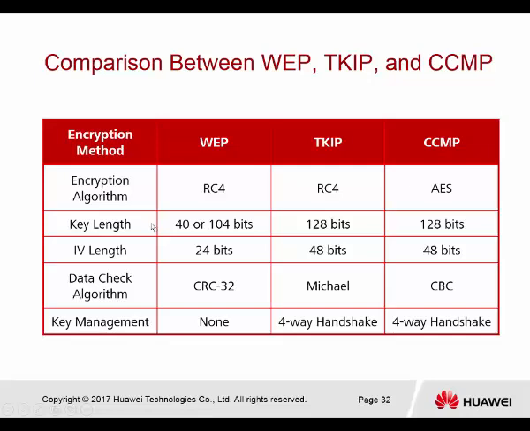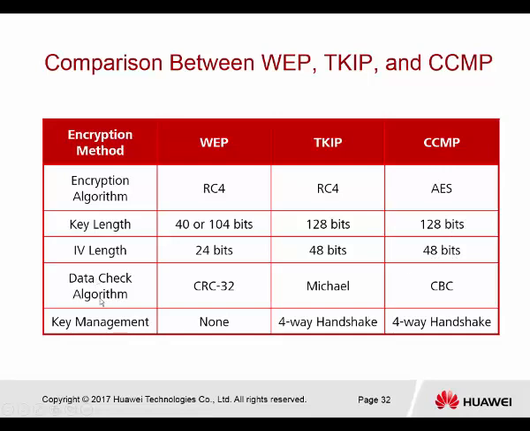The key length: WEP only supports up to 104, but TKIP and CCMP support 128. The IV: WEP only has 24 bits, while TKIP and CCMP support up to 48.